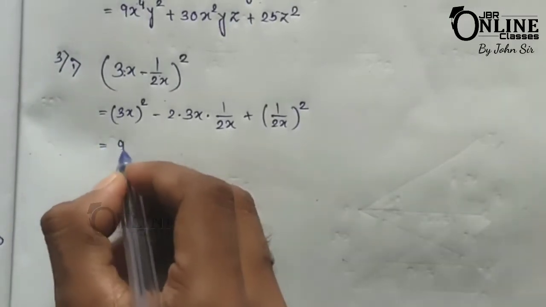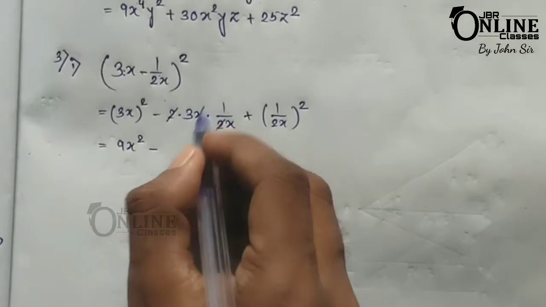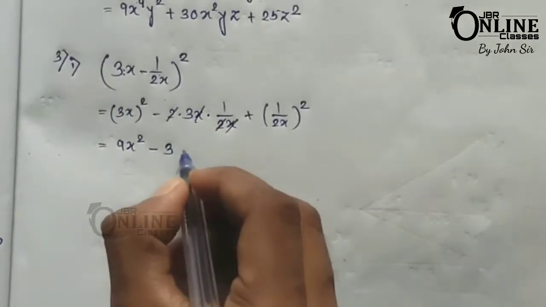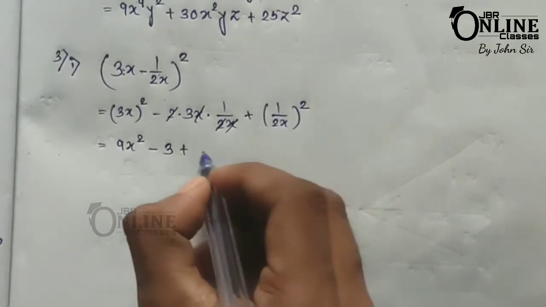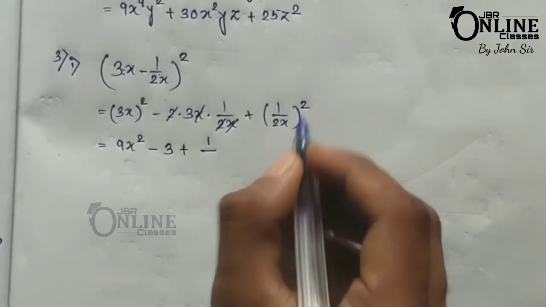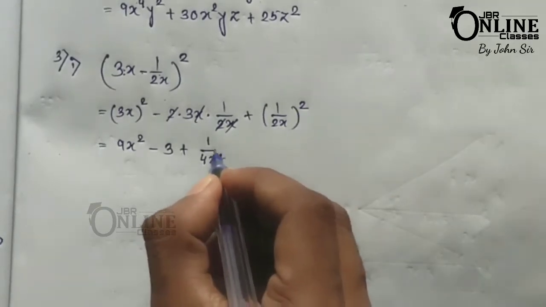So here 3x square means 9x square, minus, now 2 cancels out, x also, so only 3, plus, now (1/2x) whole square. So 1 square means 1 square and (2x) whole square. Now 2 square means 4 and x square means x square. So that is the answer.